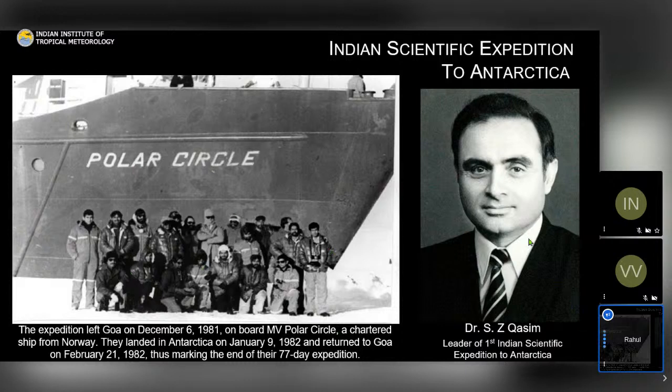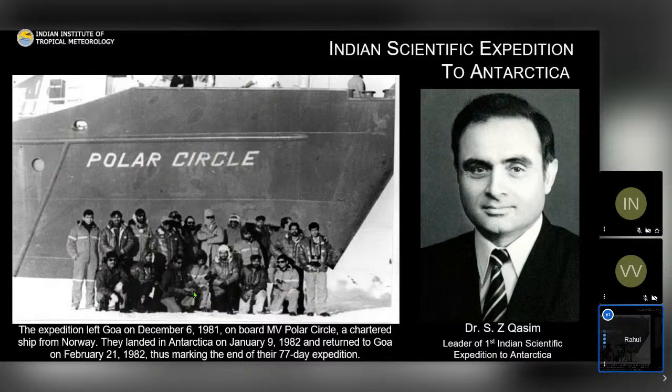This was led by none other than Dr. S.Z. Qasim, who was the first secretary of the Department of Ocean Development itself. But the team had some wonderful people, which included C.P. Vora, the famous glaciologist, and Dr. H.N. Siddiqui, famous oceanographer from the National Institute of Oceanography. Earlier, he was in GSI. And they did a lot of ocean work as well en route. And this gave way to the second expedition.